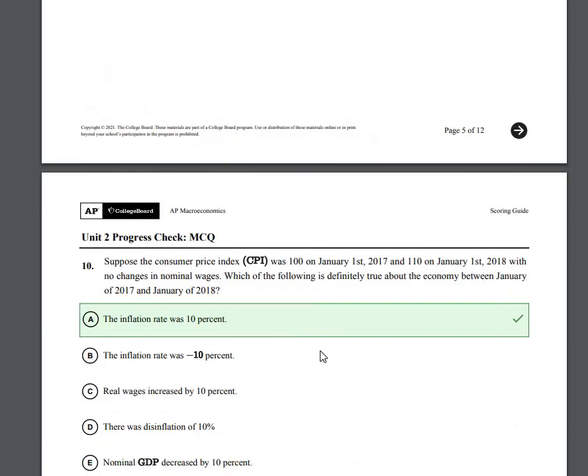Number 10, suppose the consumer price index was 100 on January 1st, 2017 and 110 on January 1st, 2018 with no changes in nominal wages. Which of the following is definitely true about the economy between January 2017 and January 2018? A, the inflation rate was 10%. Pretty straightforward there, okay? That's what we can tell from there, all right?